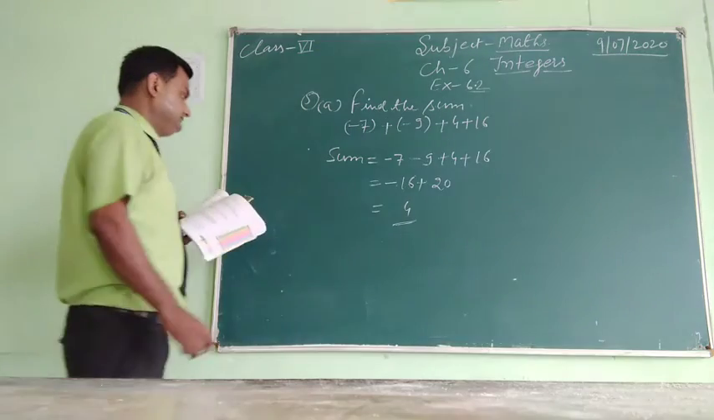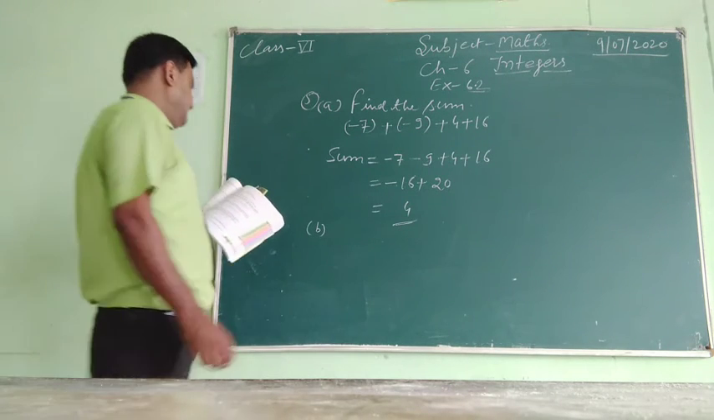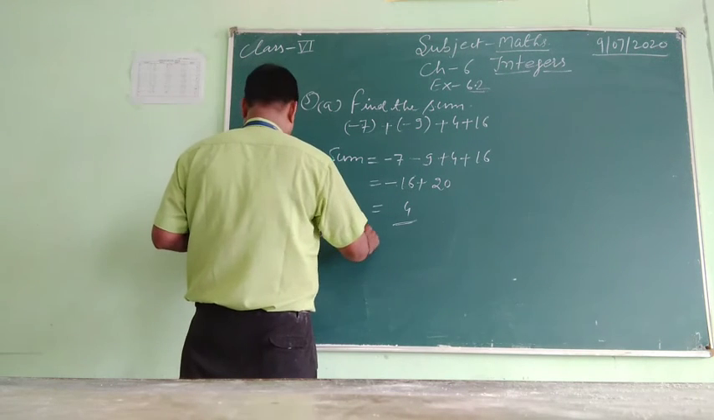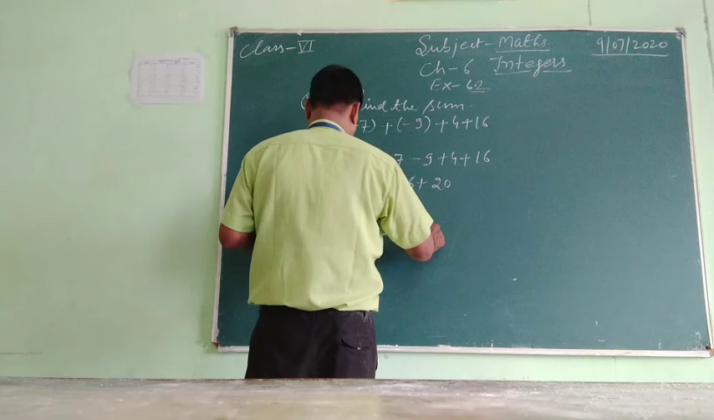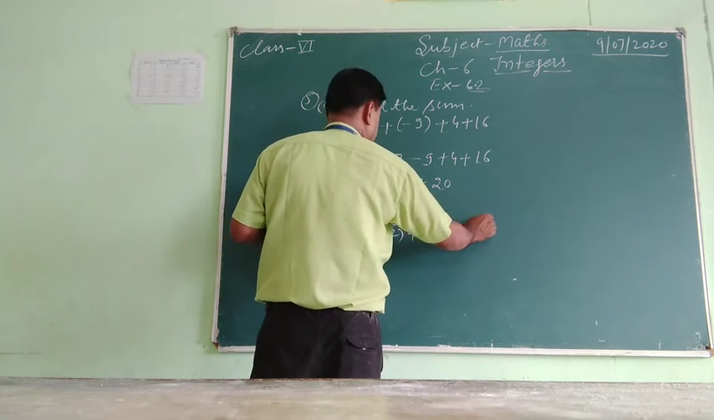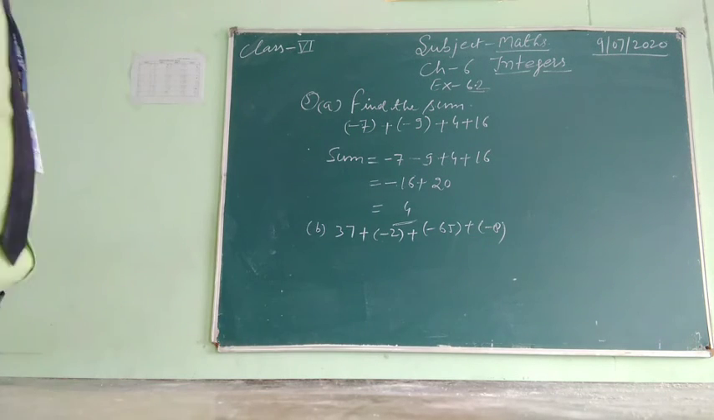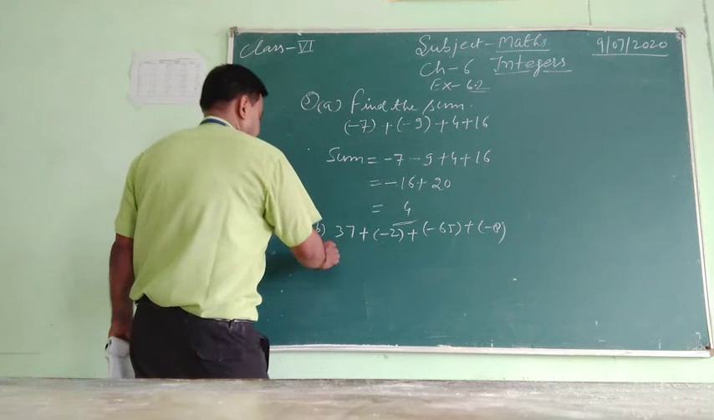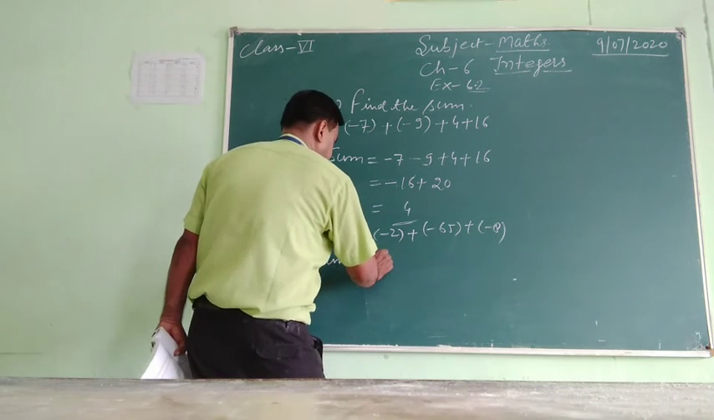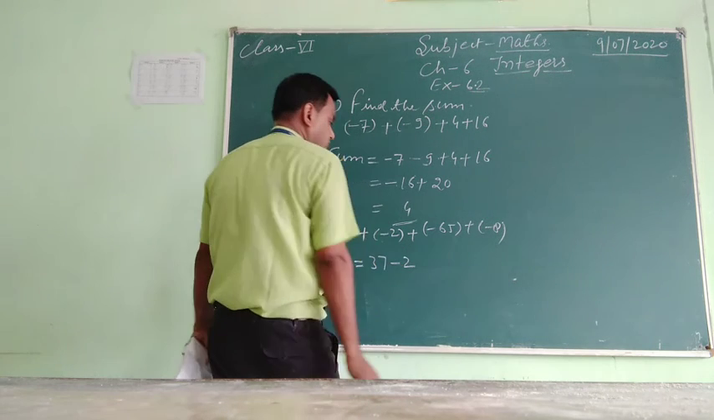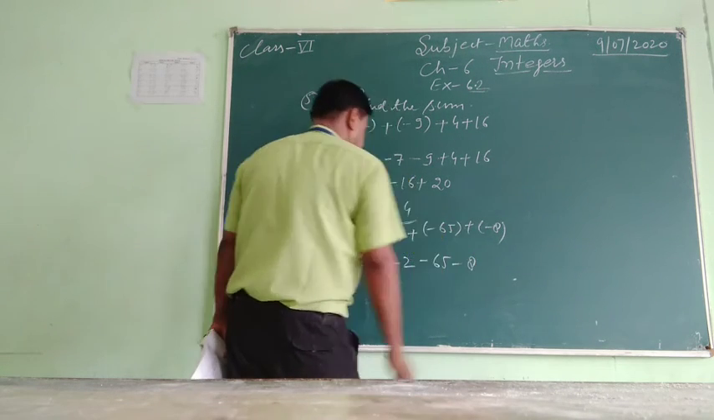Now B part is 37 plus minus 2 plus minus 65 plus minus 8. Find the sum. Sum equal to 37 plus minus 2 plus minus 65 plus minus 8.